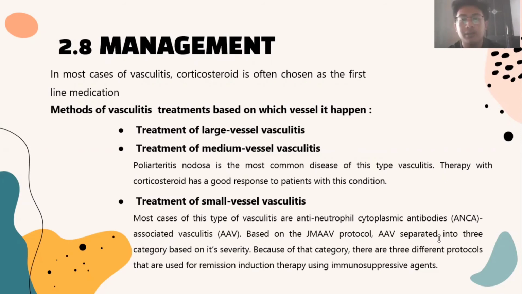The treatment of medium vessel vasculitis. Polyarteritis nodosa is the most common disease of this type of vasculitis. Therapy with corticosteroid has a good response in patients with this condition. For patients who suffer organ failure, combination therapy with immunosuppressive agents is needed.